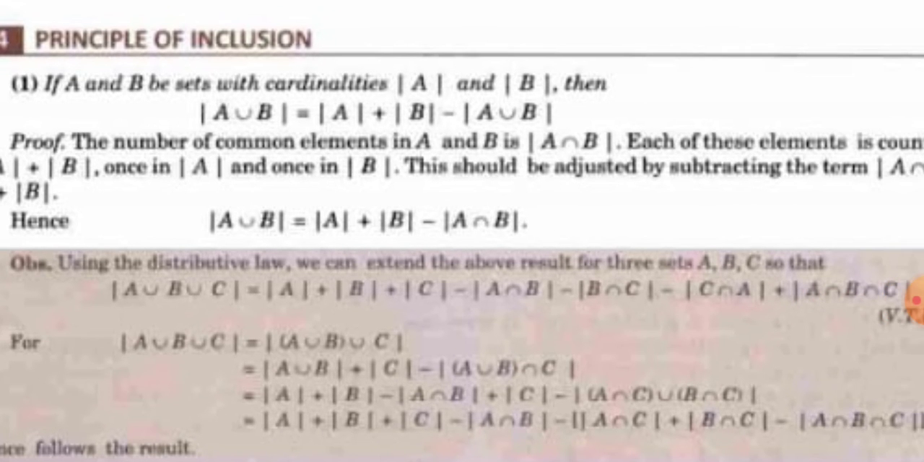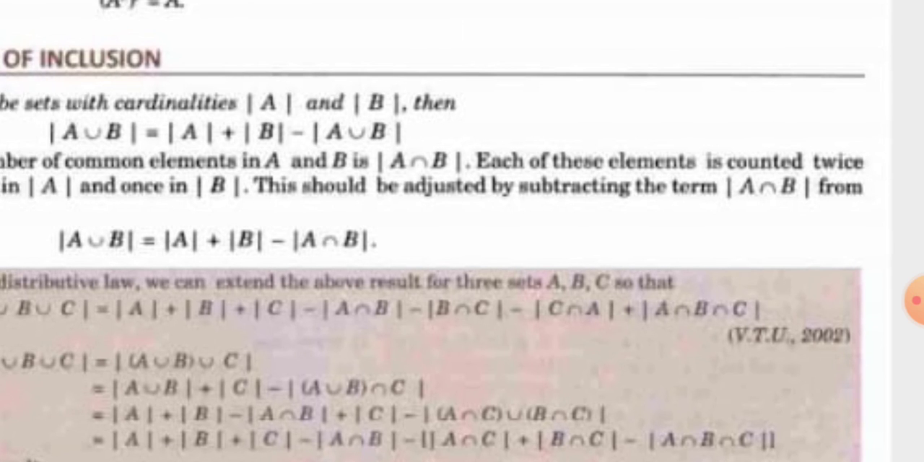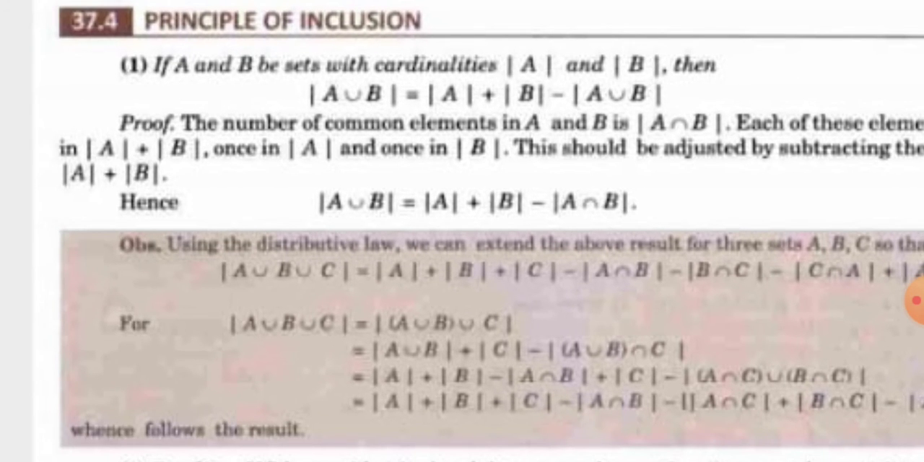This should be adjusted by subtracting A intersection B from cardinality A plus cardinality B. Hence cardinality of A union B is equal to cardinality of A plus cardinality of B minus cardinality of A intersection B.